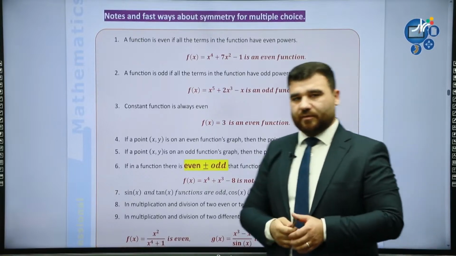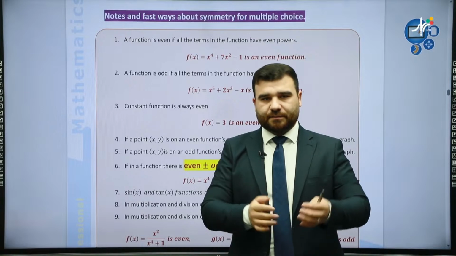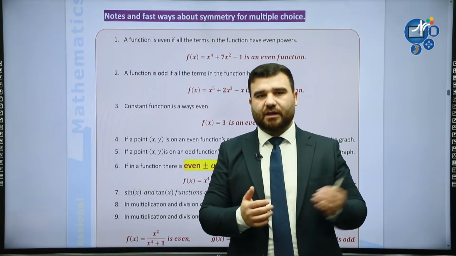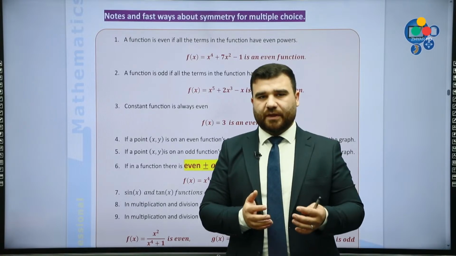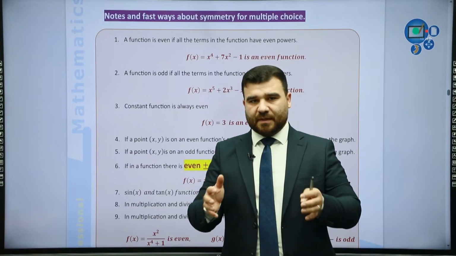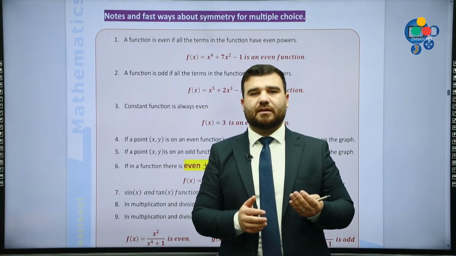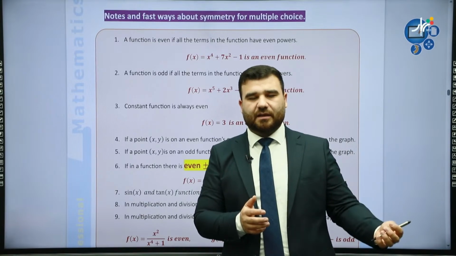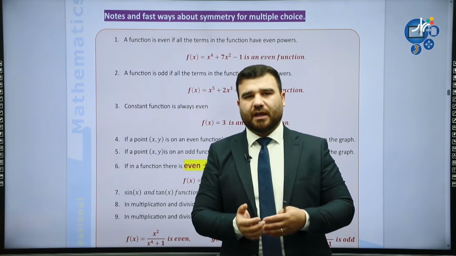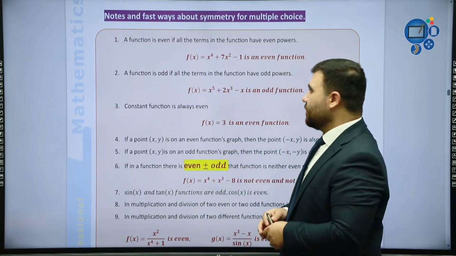We are doing the same steps for every question. Replace each x with negative x, simplify, compare the result to f(x). If they look alike, it means the function is even. If not, take one negative as common factor from all the terms, then compare the resulting expression to f(x) again. If they are equal and there is an extra negative outside, the function is odd. If they are not equal again, the function is neither even nor odd.